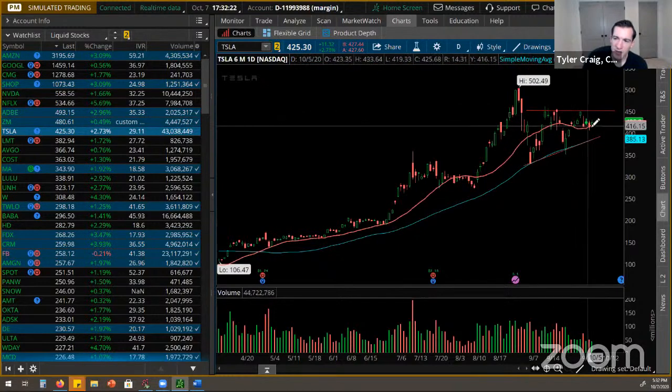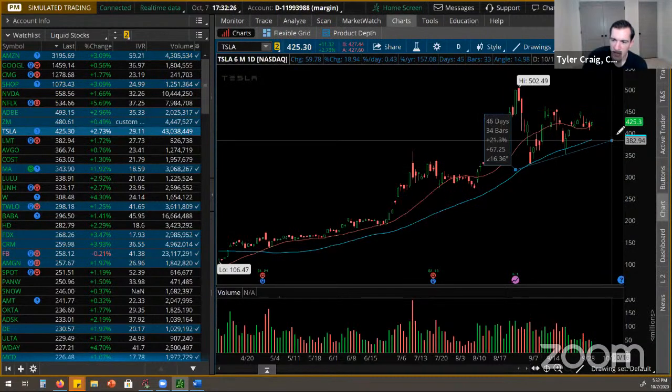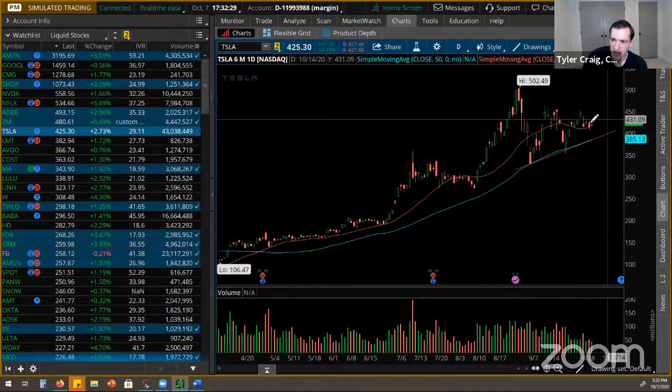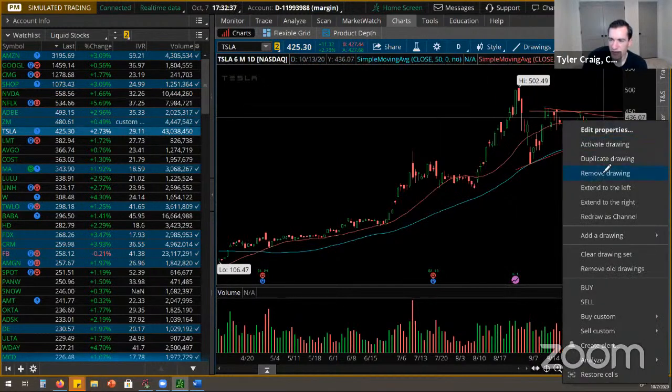It's kind of chopping in the middle of the range, really, depending on how you want to draw the lines. You could call this a triangle. You could say, all right, we're waiting for Tesla to break out. Or I would just draw a horizontal line around 450, and I'd say, hey, if this takes out 450, I'm interested.